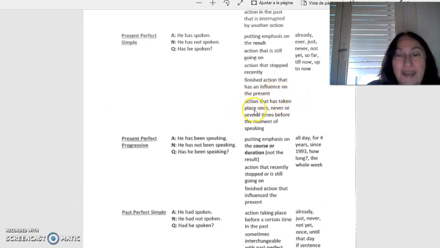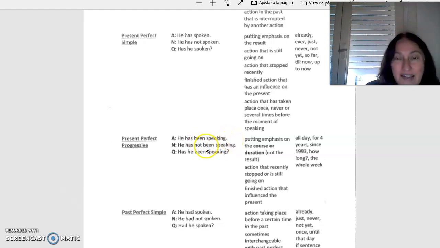An action that has taken place once, never, or several times before the moment of speaking. Well, this is what I mentioned before as an unspecified point in time in the past. Well, here we have "so far," "till now," "up to now," okay? The present perfect progressive, well, it is a combination because you have "has" plus "been" plus the verb with -ing. Whenever you have a progressive tense, it means you're going to emphasize duration. Okay? He has been speaking for hours.